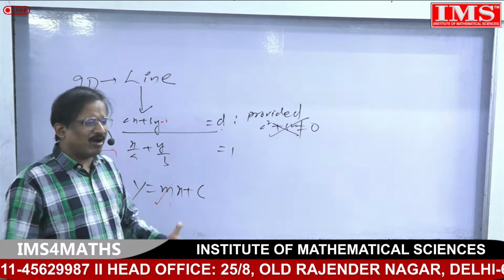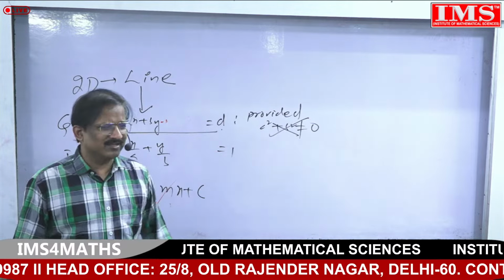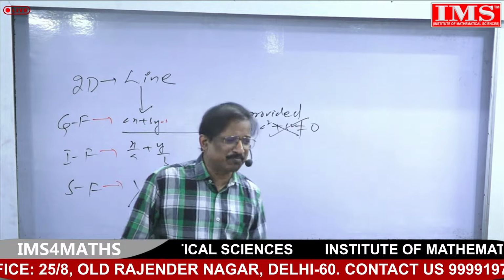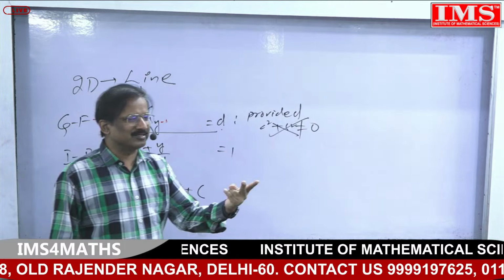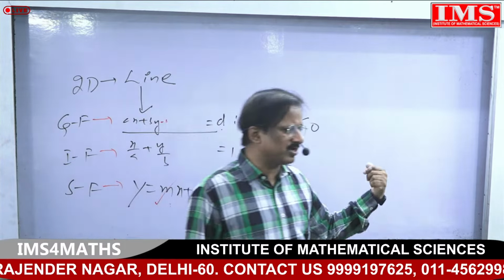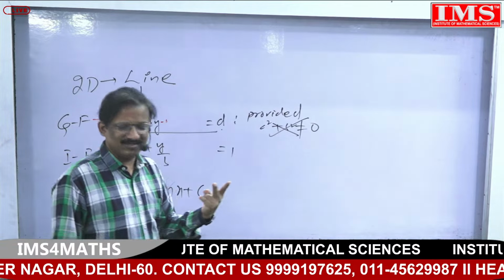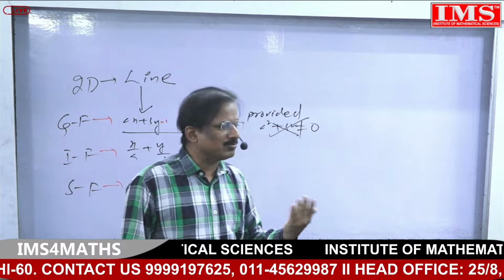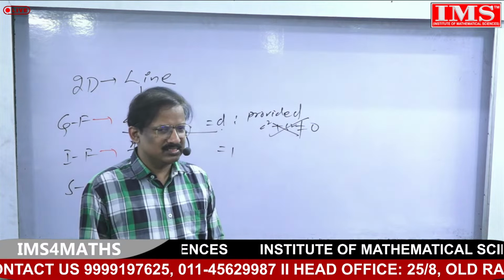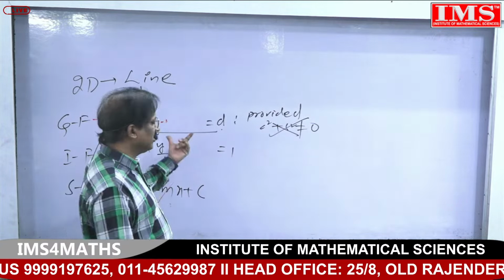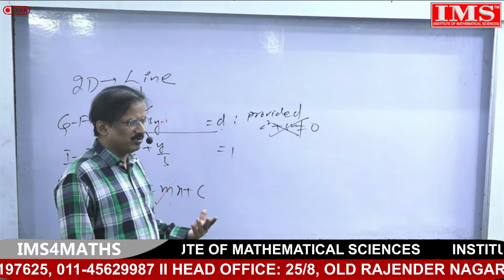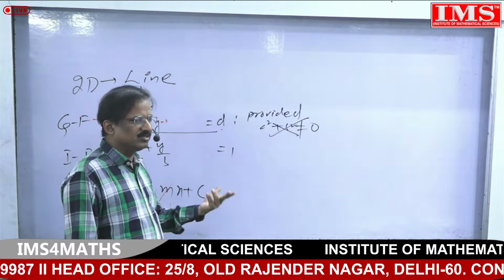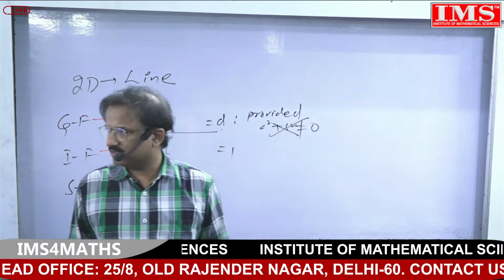That means how many unknowns are associated with this line? 2. To know the 2 unknowns, it is enough to pass through how many points? 2 points. Or it's enough to connect with how many conditions? 2 conditions, to crack those 2 arbitrary constants. That's the reason I can find this line by passing through 2 points, or with 2 conditions.